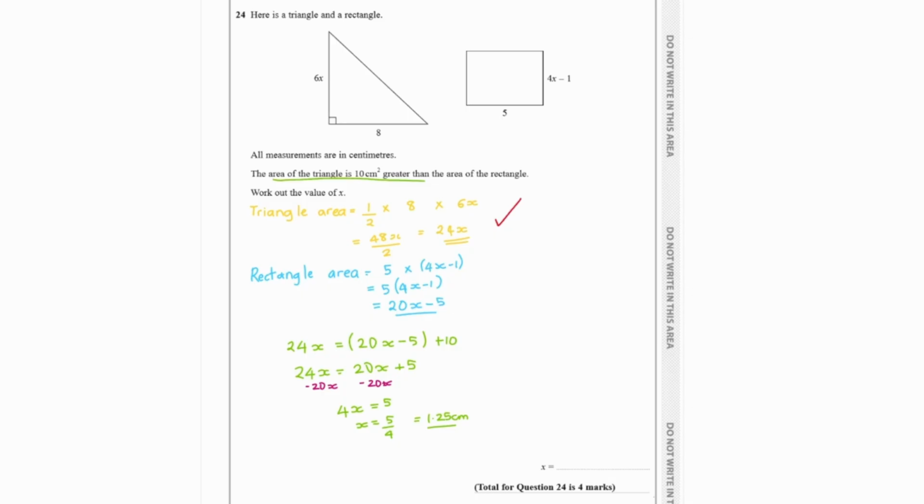So in this question, we would get the first mark for correctly writing an expression for the area of the triangle, a second mark for the area of the rectangle, a third mark for correctly making an equation linking the two areas, and the final mark for getting a correct final answer of 1.25.